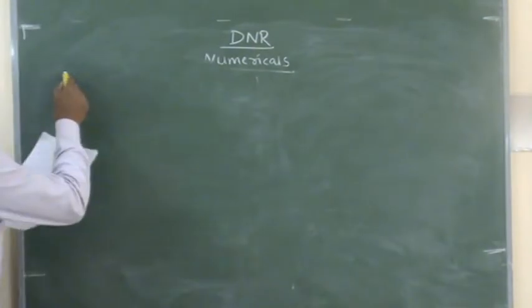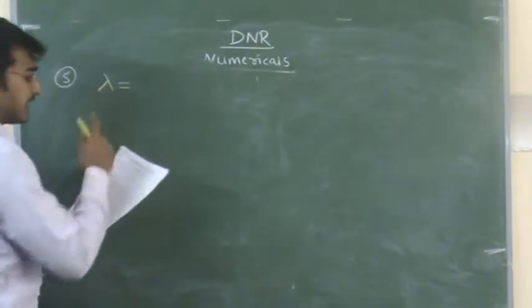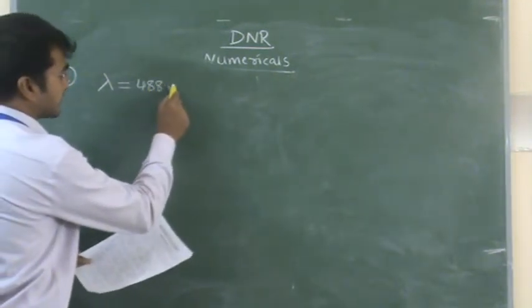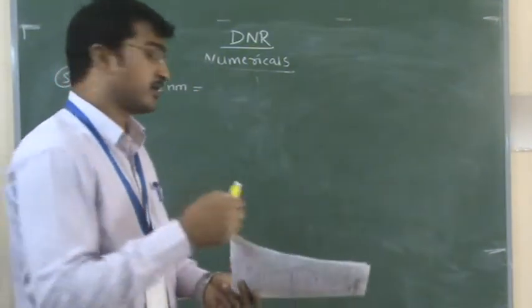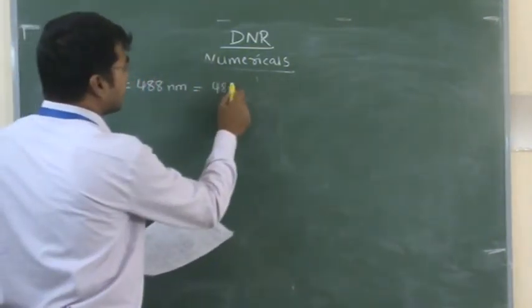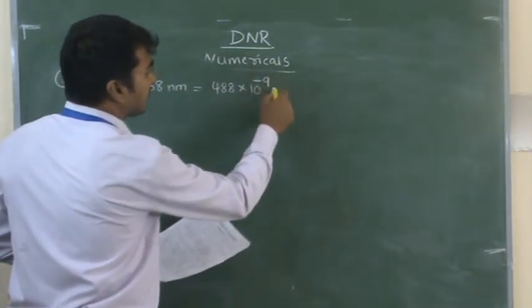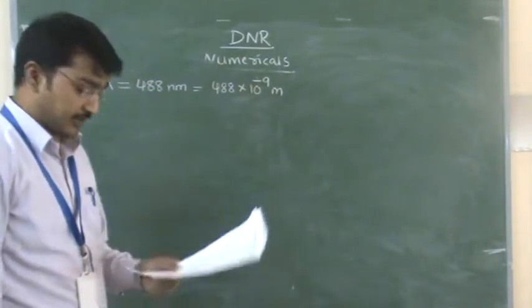So question number 5. Incident light wavelength we are indicating as lambda, that is 488 nanometers. So convert into meters because nanometer is not an SI unit. Okay. So 488 nanometer is nothing but 488 into 10 to the power of minus 9 meters. So this is the lambda value.